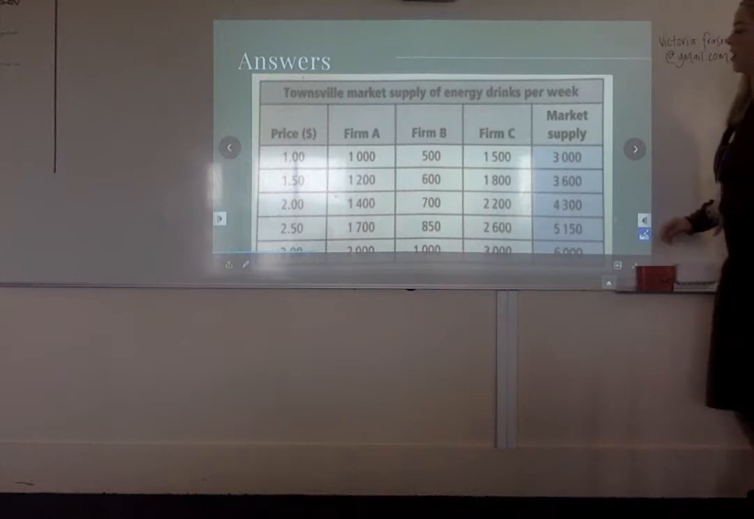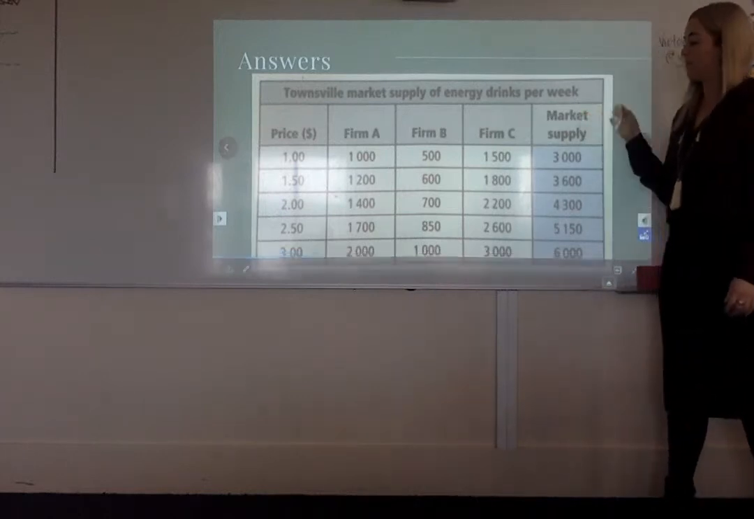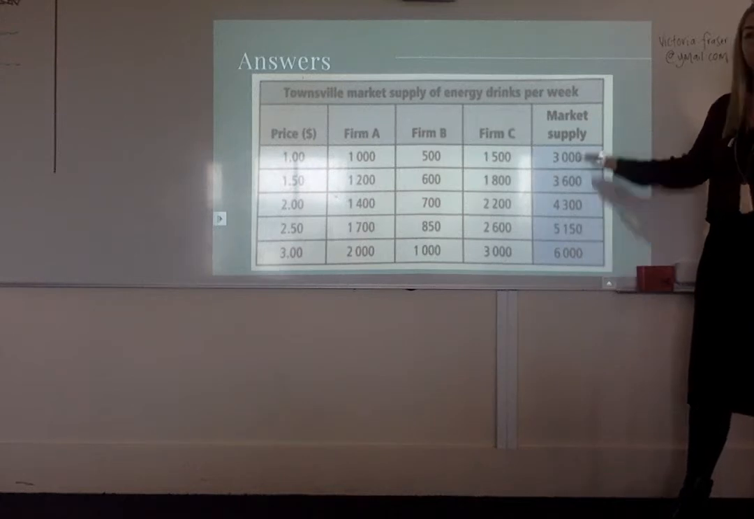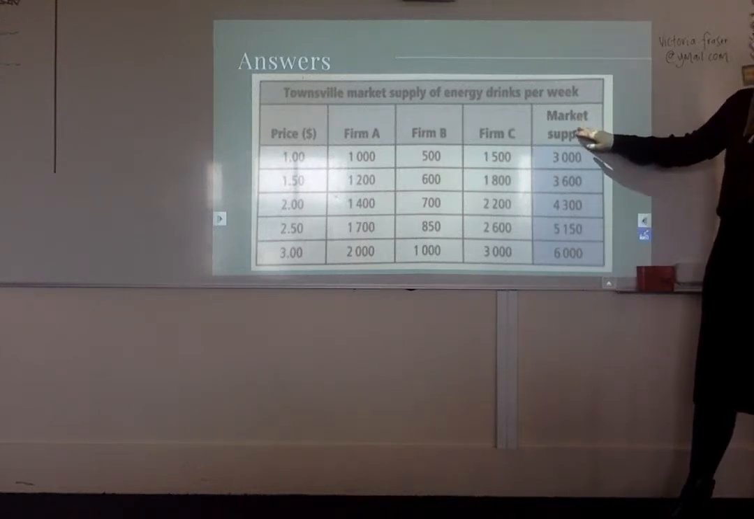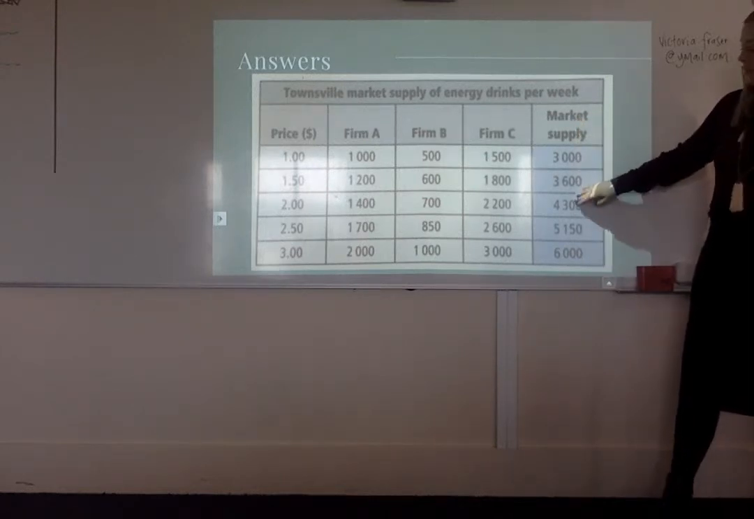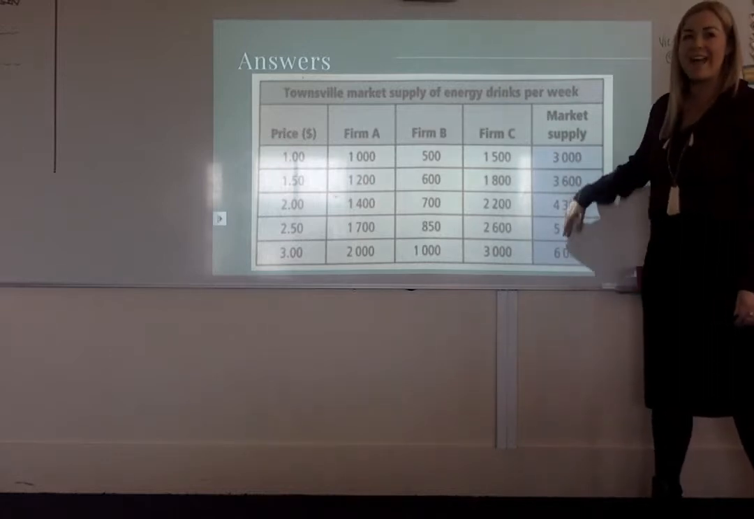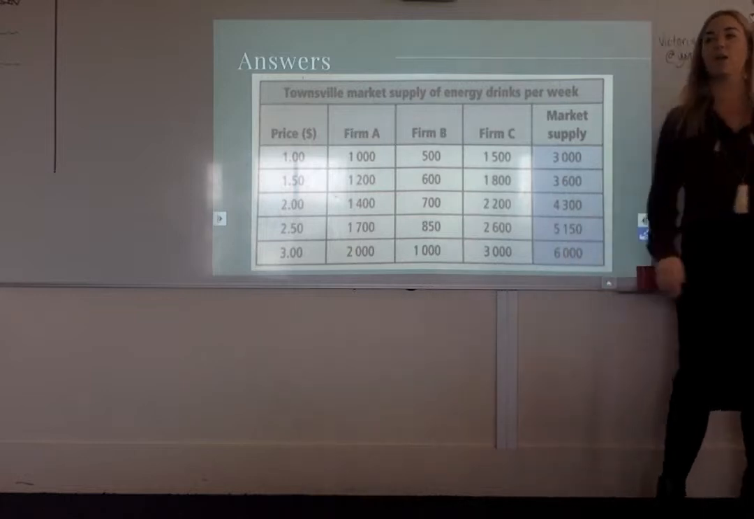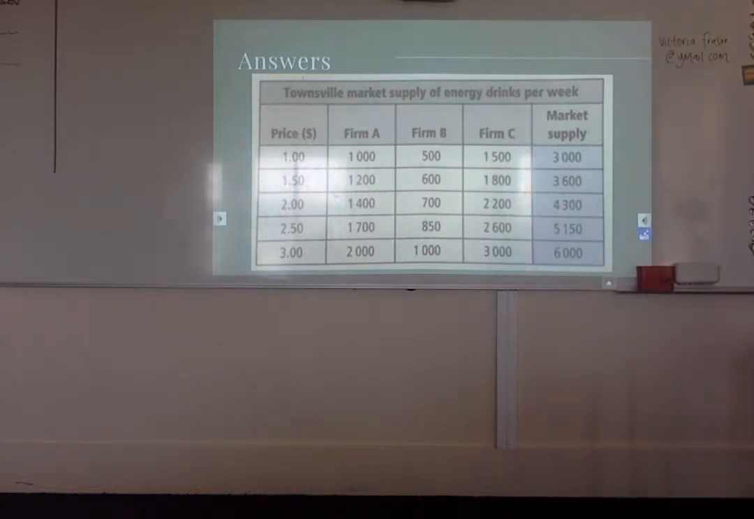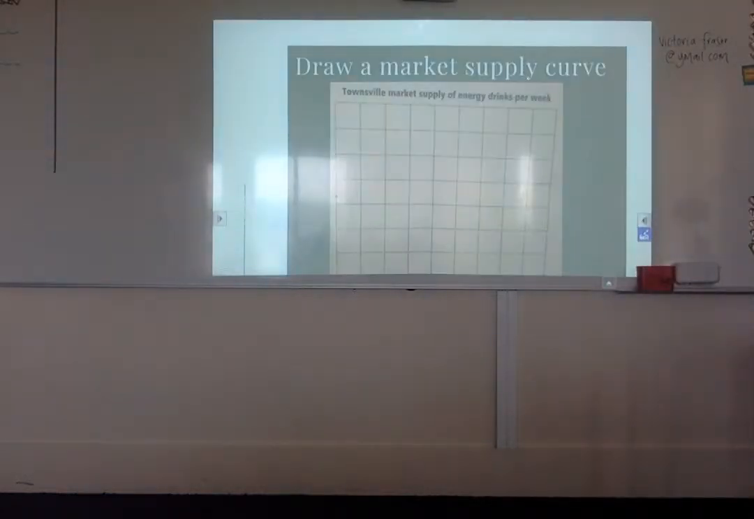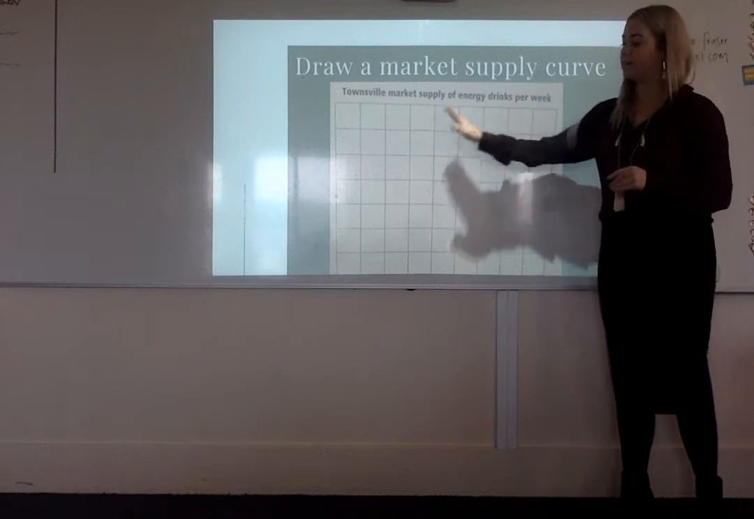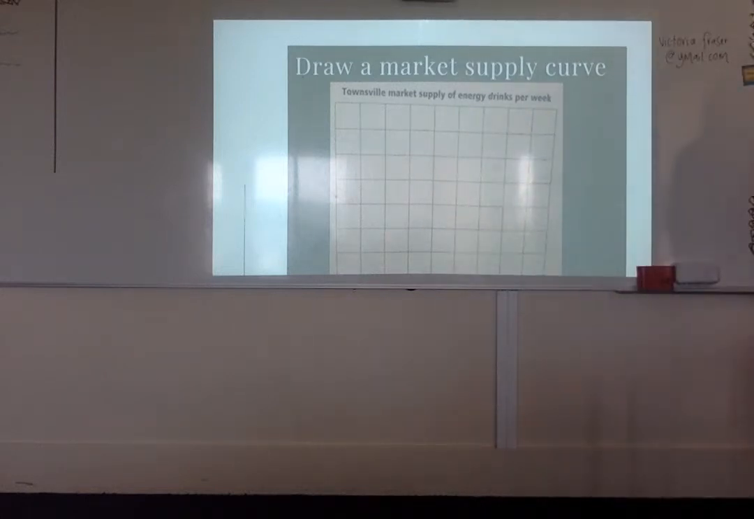So if you want to try this question by yourself, then look at the answers. The next slide shows the answers of our market supply. This column here of the totals, these are the numbers that we then take and put into our graph to create a supply curve. So if we were to draw a supply curve, we would take those totals, plot the points, and that's how we would get our supply curve.